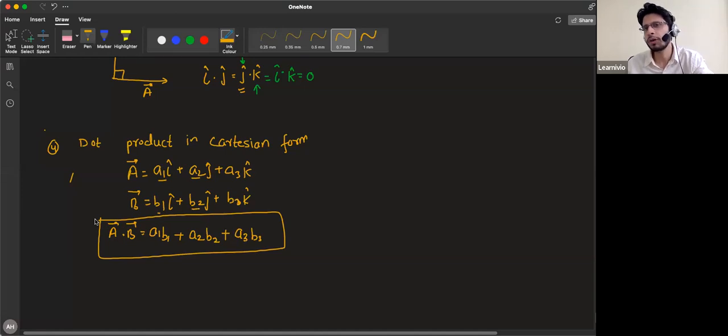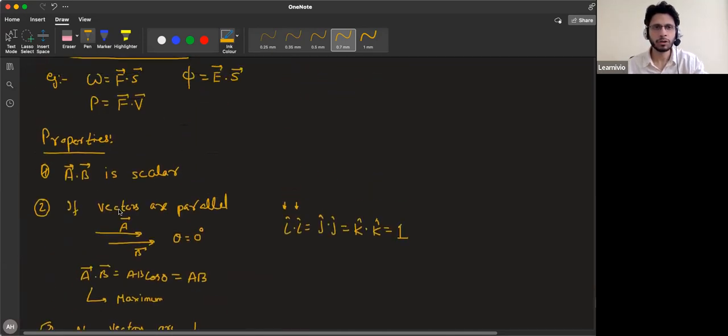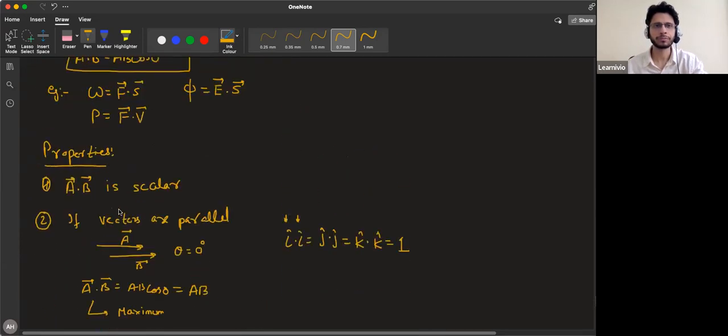So this is how we calculate dot product in Cartesian form. If vectors are given in Cartesian form, just multiply the ith component with the ith component, jth with the jth, and kth with the kth component. Note it down. We'll do one question over it.